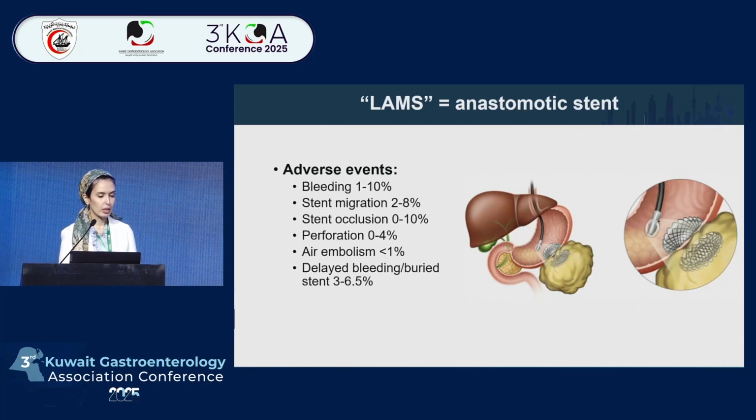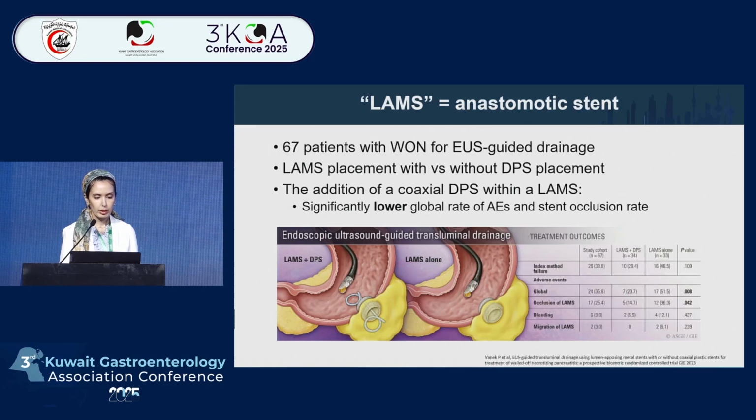Some of these complications include bleeding, stent migration, perforation, or buried stent. This study included patients with walled-off necrosis who underwent LAMS placement with or without double pigtail stents. They found that adding a coaxial double pigtail stent within a LAMS significantly lowered the rate of adverse events and stent occlusion rate.